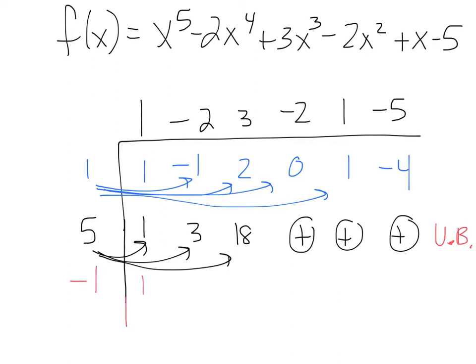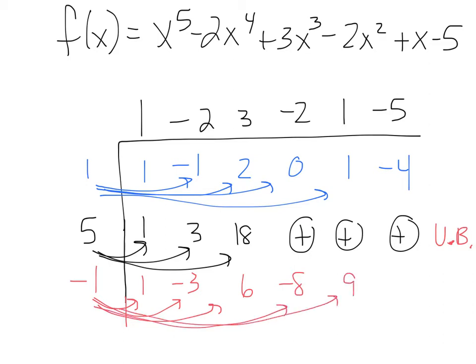Bring down the 1. We get negative 1. Negative 1 or negative 2 is negative 3. That'll be positive 3, and 3 is 6. That'll be negative 6, and negative 2 is negative 8. This is going to be positive 8, and 1 is 9. This is going to be negative 9, and negative 5 is negative 14.